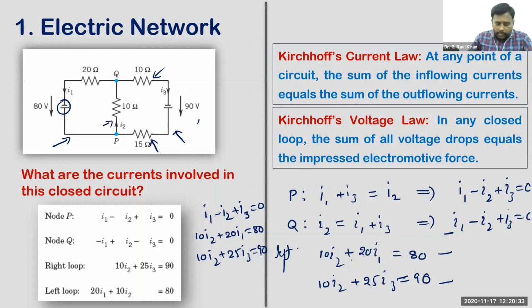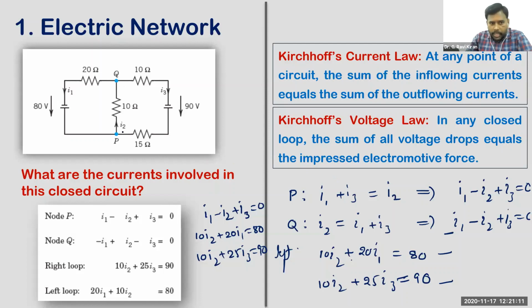You see what I've done? I've just used two different Kirchhoff's laws here, Kirchhoff's current law and Kirchhoff's voltage law, right? Kirchhoff's current law says at any particular point in the circuit, the sum of currents moving towards that point is equal to the sum of currents moving out of it. So I've considered two different nodes here, P and Q. At P and Q, I've calculated the currents moving towards them and the currents moving out of them, and I've equated them here.